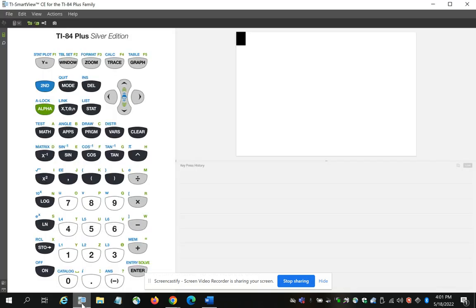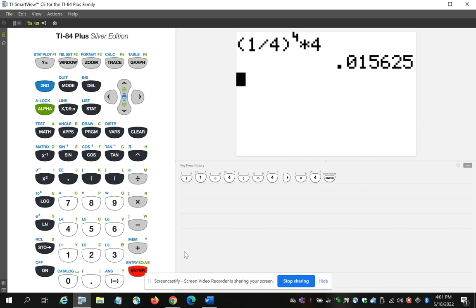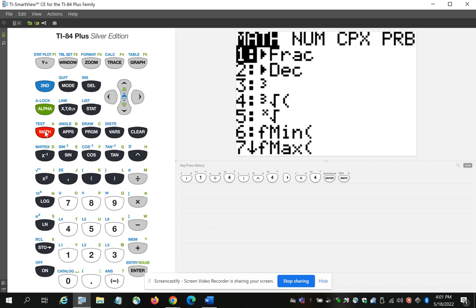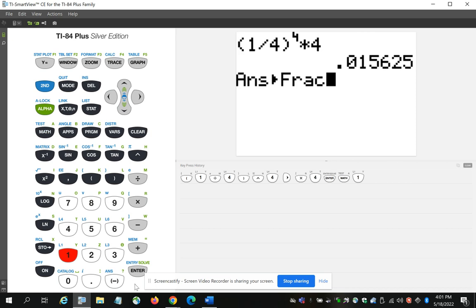Now again, for some of you it might be easier to do that on a calculator, so let me show you how to do that. Okay, so you have parentheses, 1 divide 4, close the parentheses, there's your 1/4, raised to the 4th power, and then we're going to multiply that times 4, and it comes out as a decimal. We want it as a fraction, so we press Math, option 1, and it gives us 1/64.